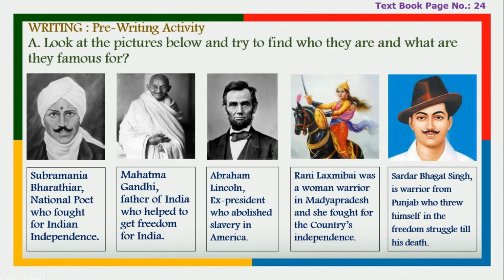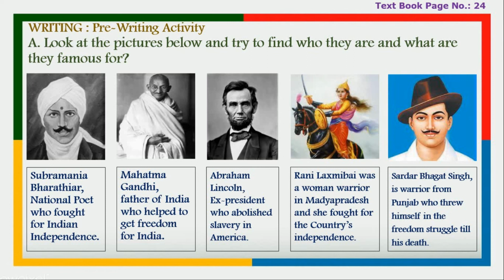Writing. In this exercise, pictures of some famous personalities are given. We want to write some words about them. First one, Subramanya Bharatiyar, national poet who fought for Indian independence. Second one, Mahatma Gandhi, father of India who helped to get freedom for India. Third one, Abraham Lincoln, ex-president who abolished slavery in America.